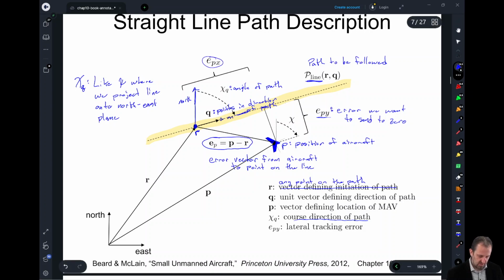EPX, and we'll define the y and x in the next slide. But EPX will be helpful for getting to the right height.